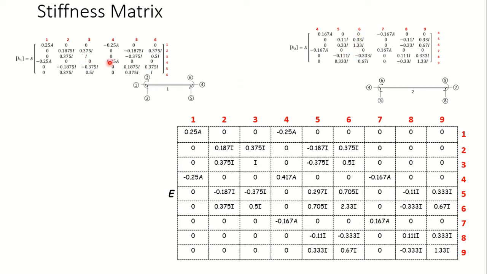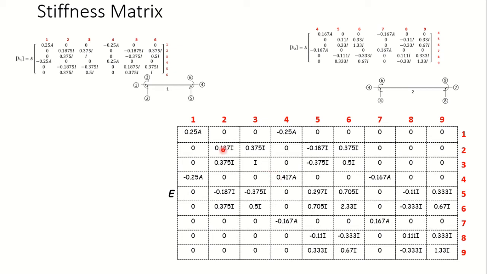Say for example this K44. In the first member, I have the fourth coordinate here, axial coordinate, whereas in the second member also I have this fourth coordinate. So in case of first member, K44 is 0.25a. Similarly, for the second member, K44 is 0.167a. So here, while writing this K44 for the entire global matrix, I'll be adding these two values, 0.25a plus 0.167a. It comes out as 0.417a.